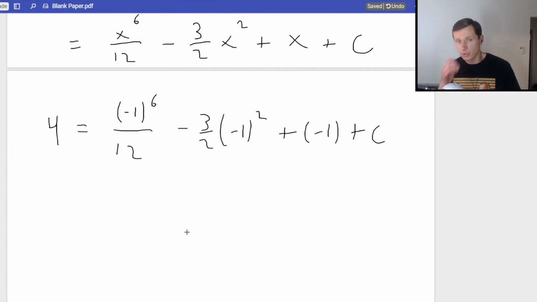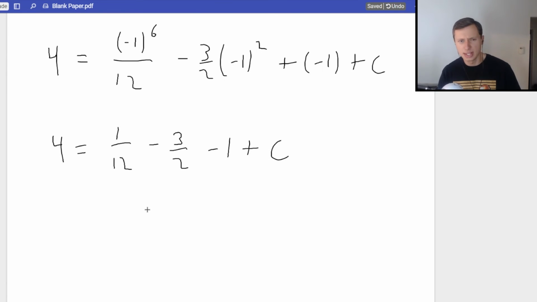This is not going to be friendly numbers. I don't know why I did this problem, but it's not that bad. Negative 1 to the 6th is now positive 1/12, minus 3/2 times negative 1 squared would just be 3/2 times positive 1 now, so it's still minus 3/2. Then minus 1 plus c.